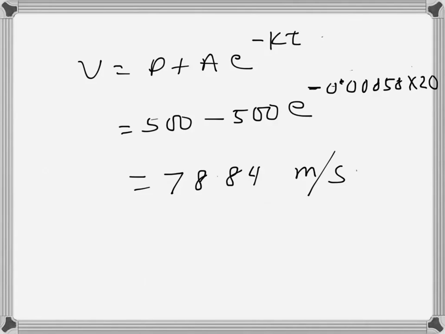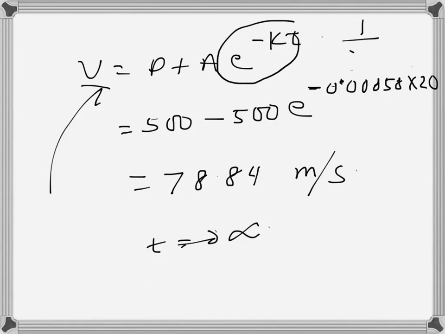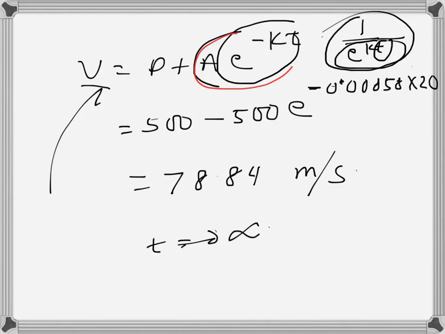Now finally we have to find the maximum velocity when t approaches infinity, or we can say after a very long time. So what's the final velocity? When t tends to infinity, this part is actually 1 over e to the power kt. As t becomes infinity, the denominator becomes very large, so the whole thing, 1 over a very large number, becomes 0. So this part becomes 0 when t is equal to infinity. So v approaches 500 meters per second. So that's what it is.